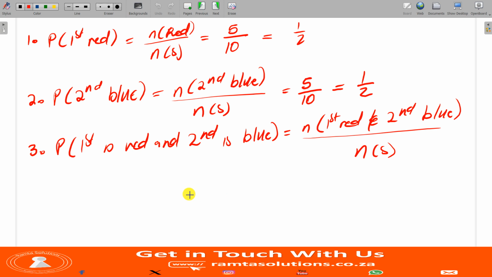Now let's try this. With this, what we are going to say is, the first time we get a red, we have 1 over 2. The second time, for us to get a blue, we have 1 over 2. So what is this? This is 1 over 4. Can you see that? The first time to get a red, we had half. The second time to get a blue, we also had a half. Therefore, the probability that the first ball is red and the second is blue is 1 over 4. Happy? Perfect.